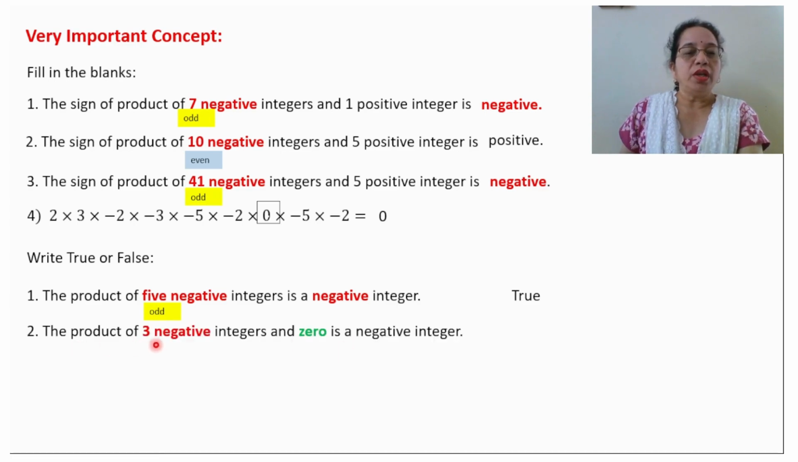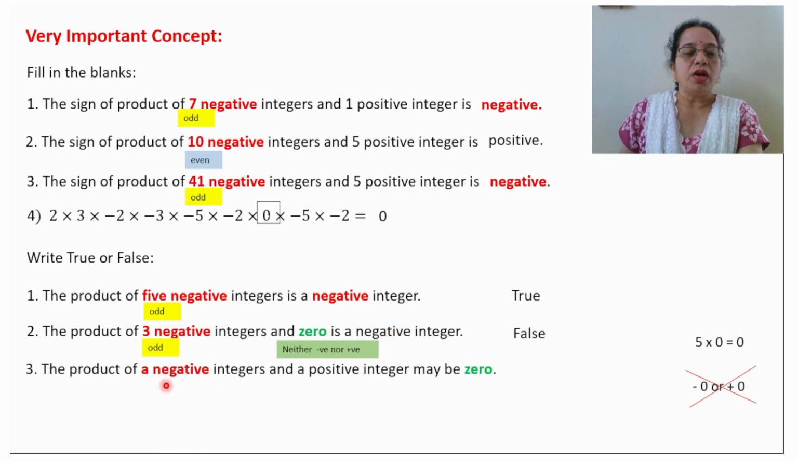The product of 3 negative integers. 3 is an odd number. Odd number means negative. But one more thing is there, 0. 0 is neither negative nor positive. We know that multiplication by 0 gives the answer 0, and we cannot write minus 0 or plus 0. So your answer will be 0. It will not be negative. It will not be positive. And here it is given negative integer. It means the statement is false.